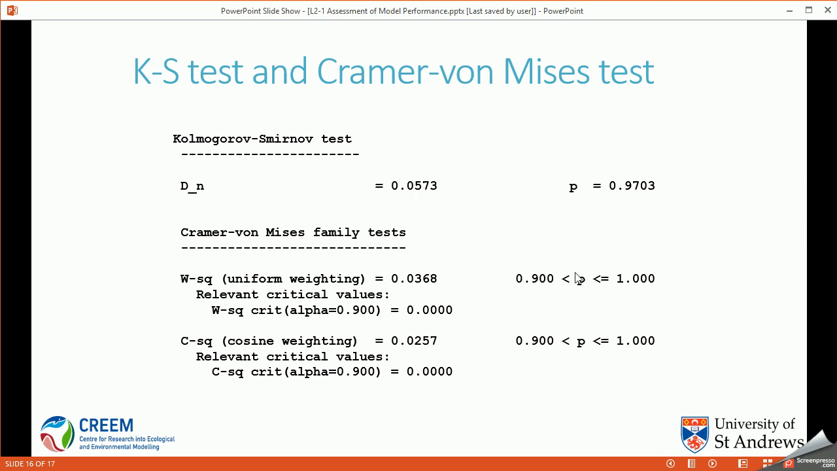And you get similar p-values from the Cramér-von Mises. So this uniform weighting is the standard Cramér-von Mises, and it says the p-value is somewhere between 0.9 and 1, so again very high. And this cosine weighting gives higher weight to differences close to the origin at small distances, and it also says p-value somewhere between 0.9 and 1. So all of them say pretty good fit.